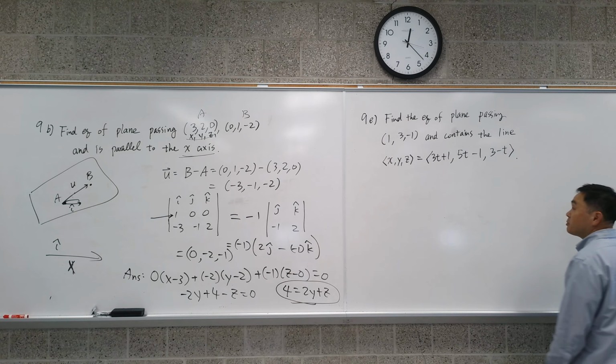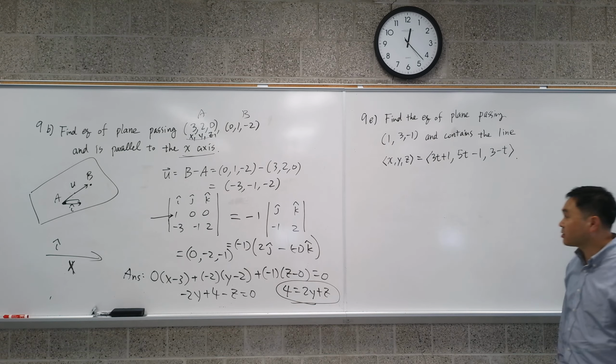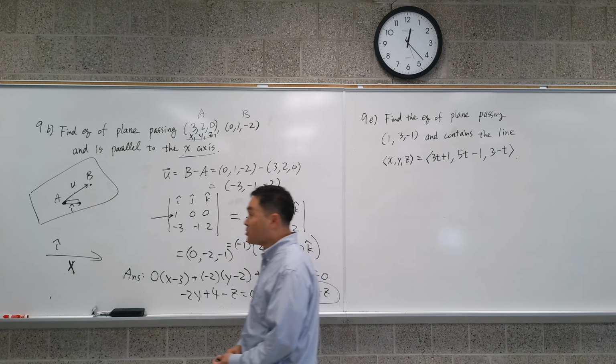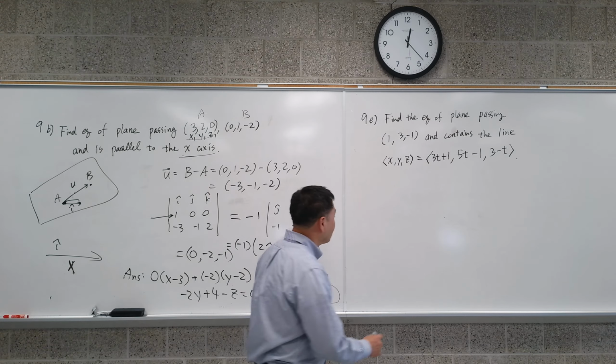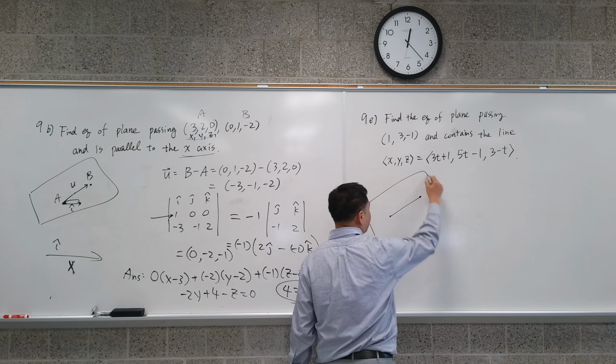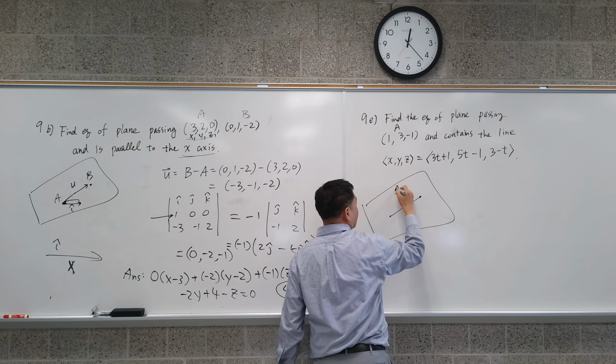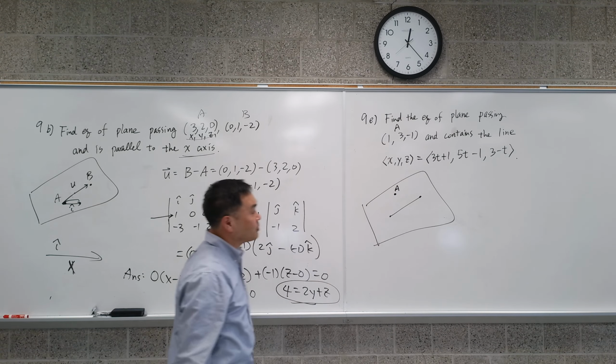Okay, here's a similar question. Find the equation of the plane passing through a point and containing a line. So this is very, very similar to the previous one because I have a line that the plane must contain, but there's a third point. Let me call this third point A.